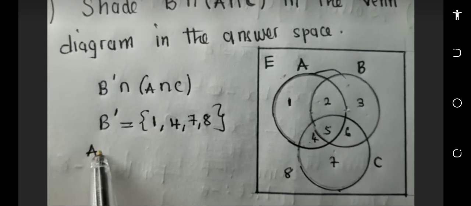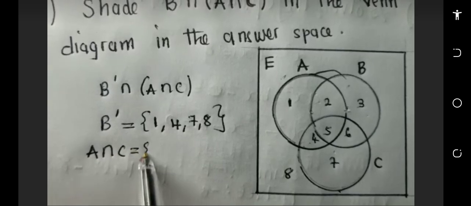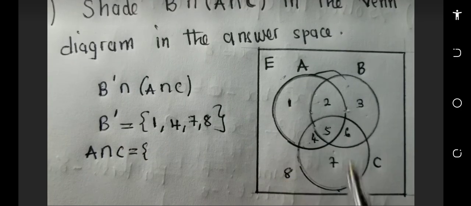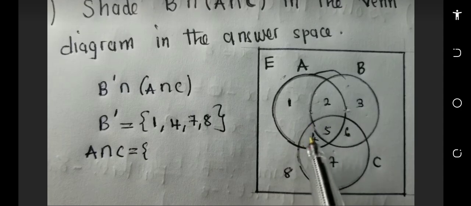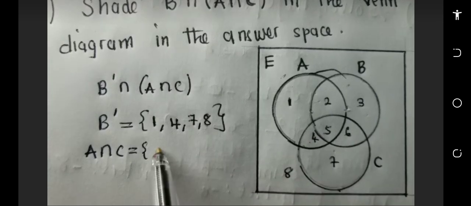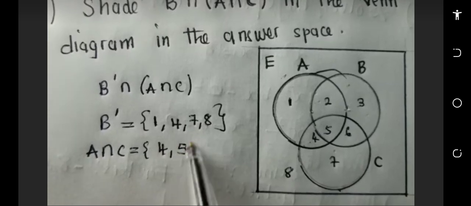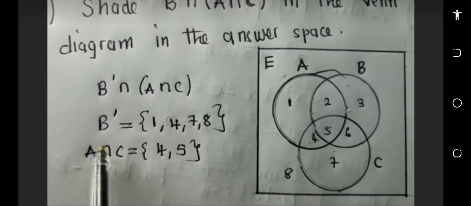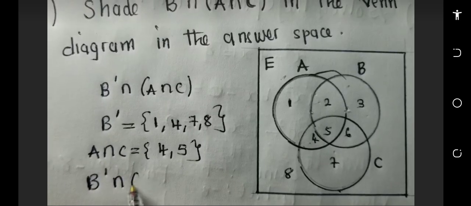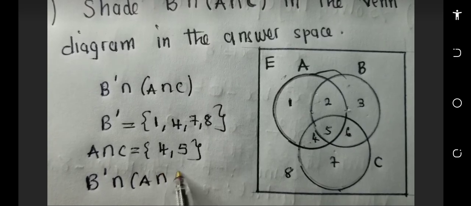Next, identify A intersect C. A is here and C is right here. So the intersection of these two will be right here. What is found in A and in C? That is 4 and 5. So upon getting this, you now say B complement intersect A intersect C.